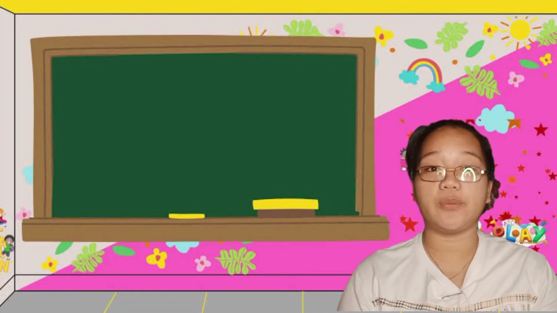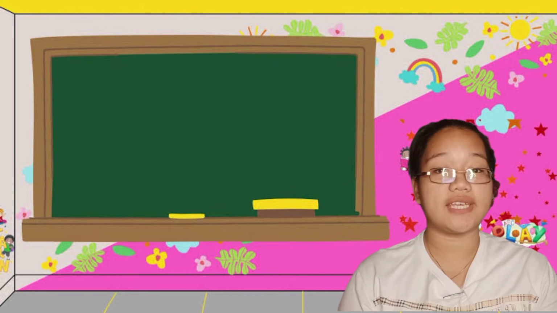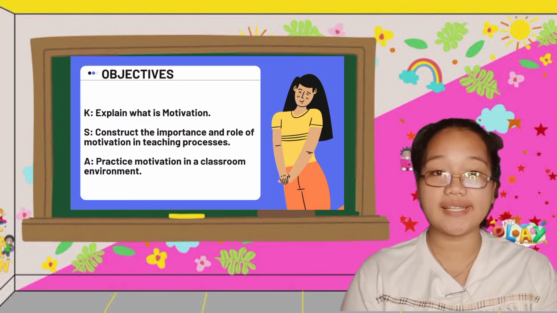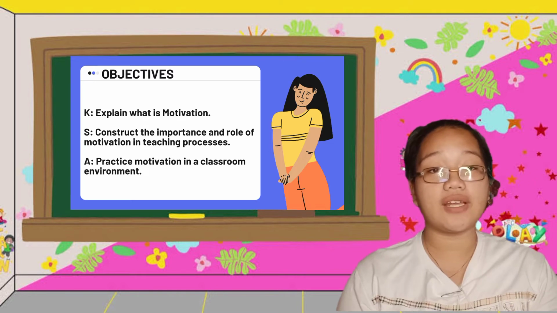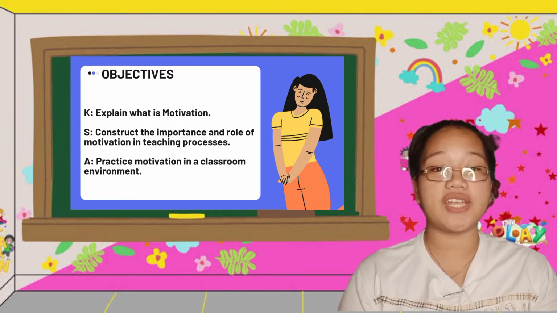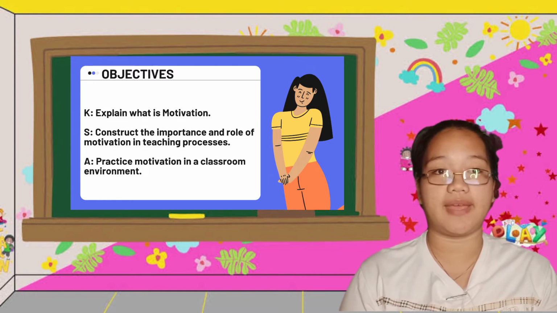But before that, these are the following objectives that will guide our discussion today. For knowledge, we will explain what is motivation. For skills, we will construct the importance and role of motivation in teaching processes. And for affective, we will practice motivation in a classroom environment.